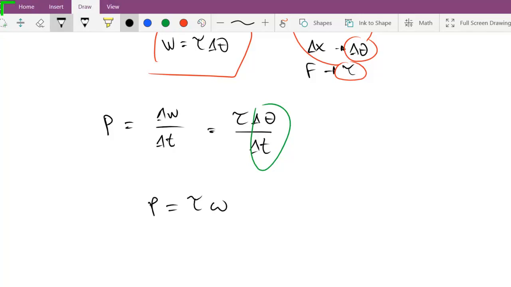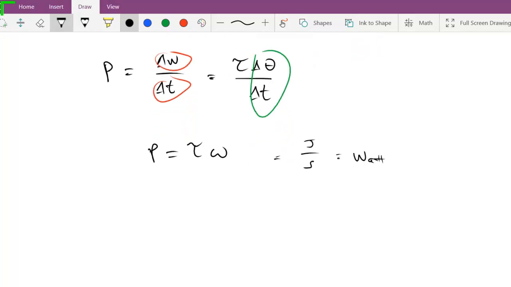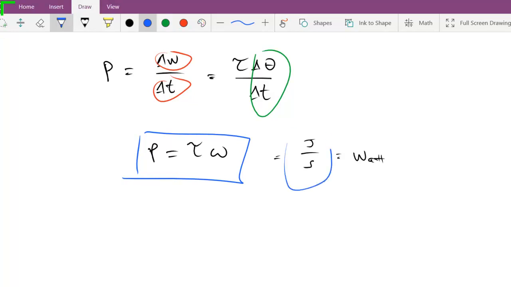And so the units of this are joules per second. The units of energy or of work are joules, and this is seconds. So the units here are joules per second, which is what we define to be a watt. So 1 watt is 1 joule per second. Power is the torque times the angular velocity, or the rate at which work is performed, and its units are joules per second or watts.